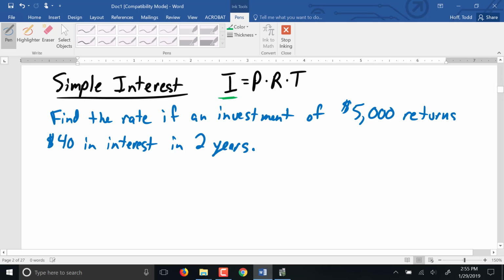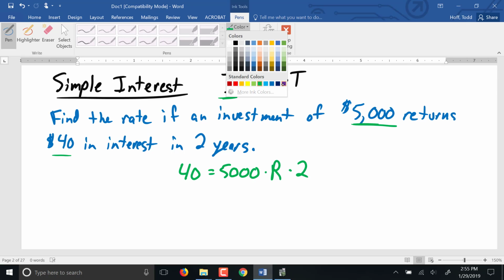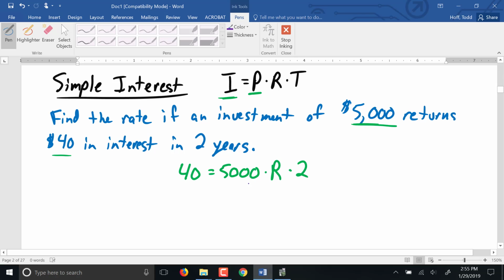So we have the amount of interest. That's the $40. Put that in, equals principal. That is $5,000 we started with. R is our rate. We're looking for that. Our time in years, it's 2 years. It's just 2. So to solve this, we have to rearrange it.